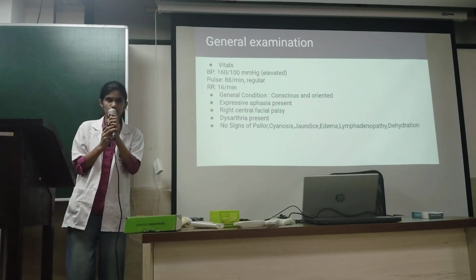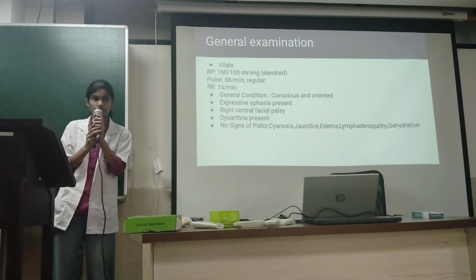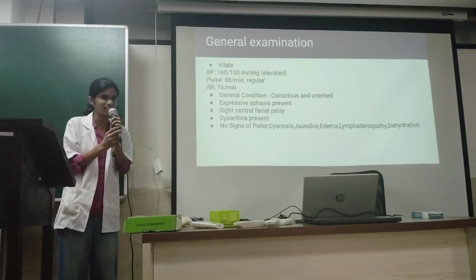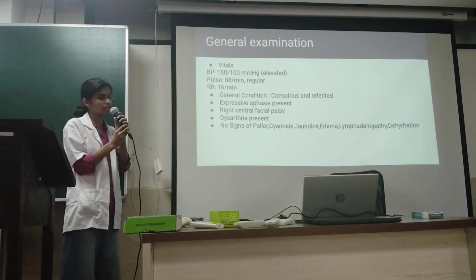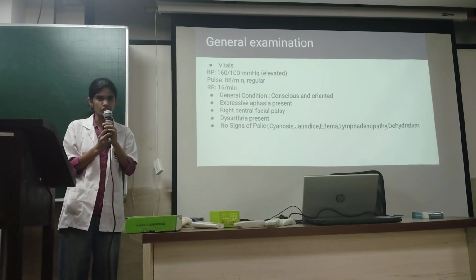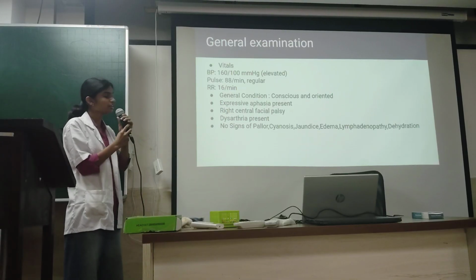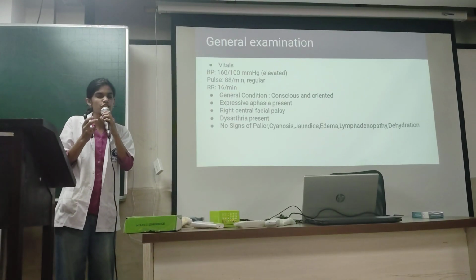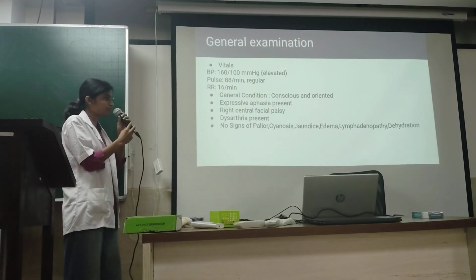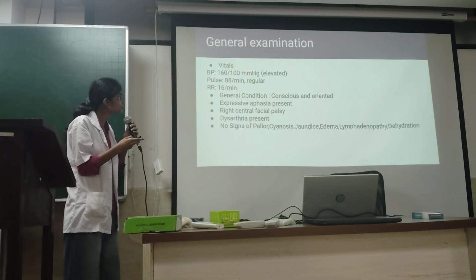In general examination, it was found that his respiratory rate and pulse were within the normal range, but his BP was slightly elevated. He was conscious and oriented, but expresses aphasia and a right central facial droop was seen with dysarthria, that is slurred speech was present. There were no signs of pallor, cyanosis, jaundice, edema, and dehydration.